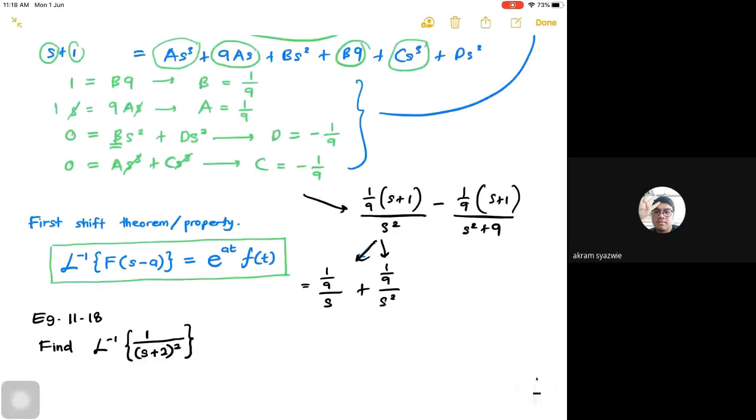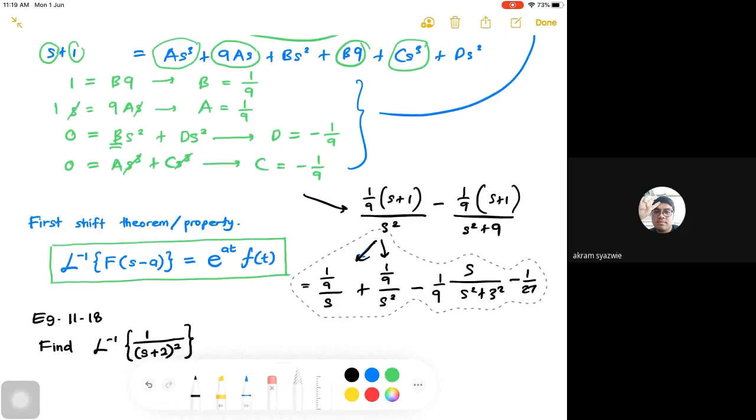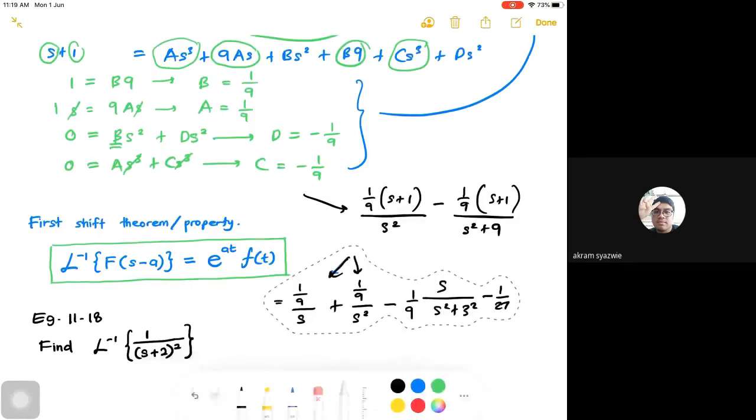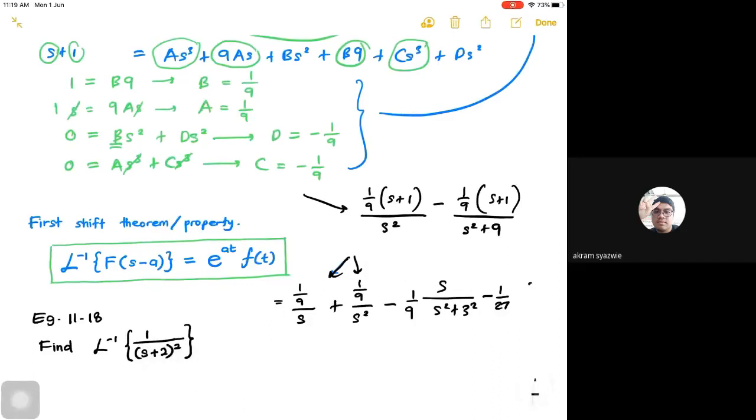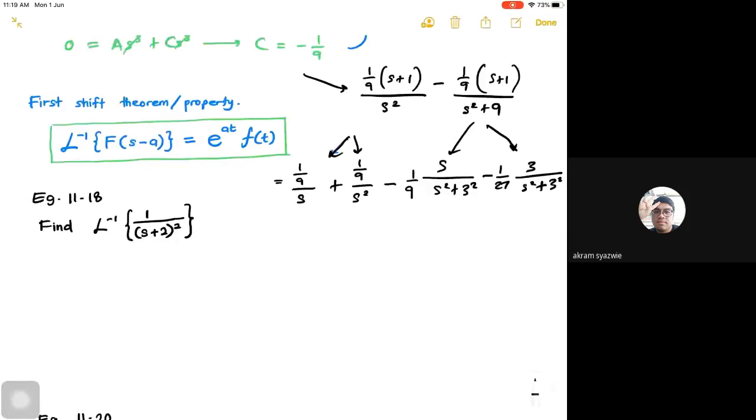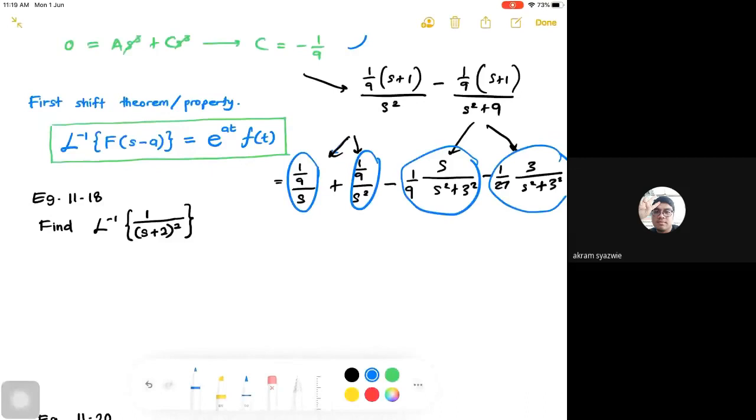So I just separate everything. 1/9 s over s square plus 3 square, minus 1/27 times 3 over s square plus 3 square. So this can be separated into these two. And right now we can find these four forms in the Laplace table.